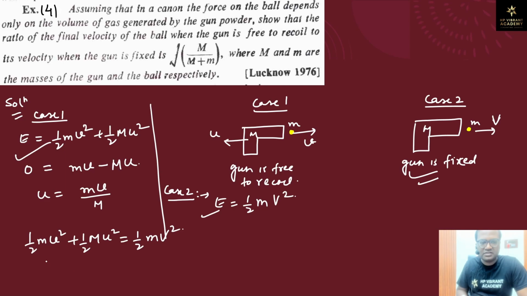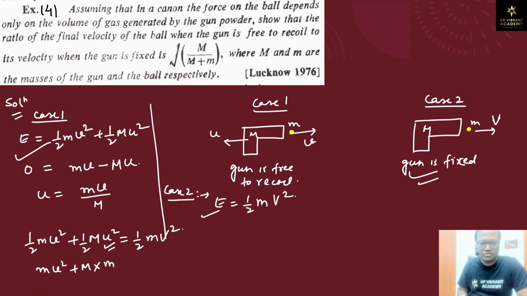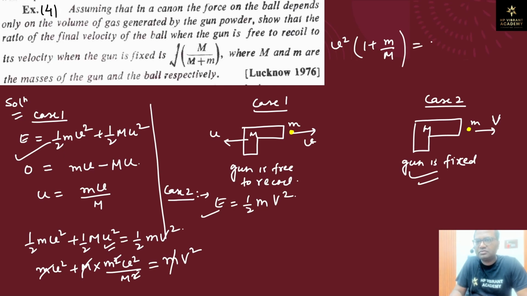From here the half gets cancelled, and let us put the value of small u. So m into v square plus capital M into m square v square upon capital M square is equal to m into capital V square. So let us cancel the m portion, and capital M gets cancelled. So we have small v square into 1 plus small m upon capital M is equal to capital V square.